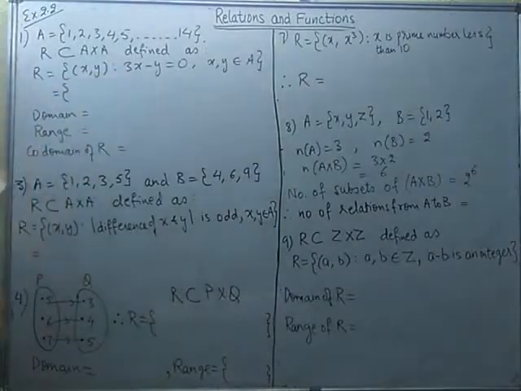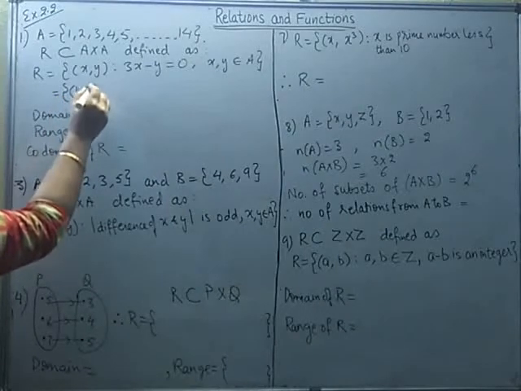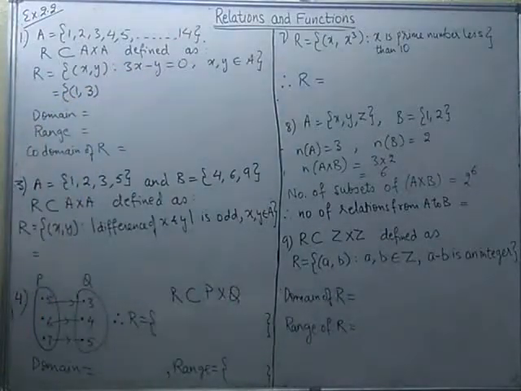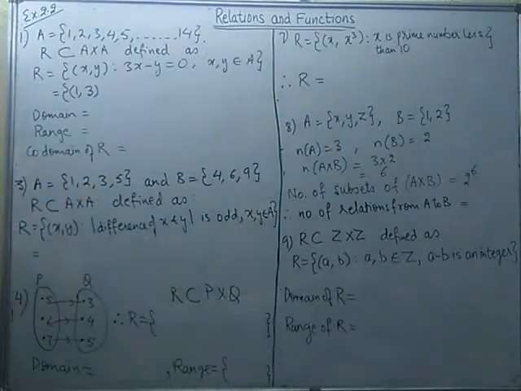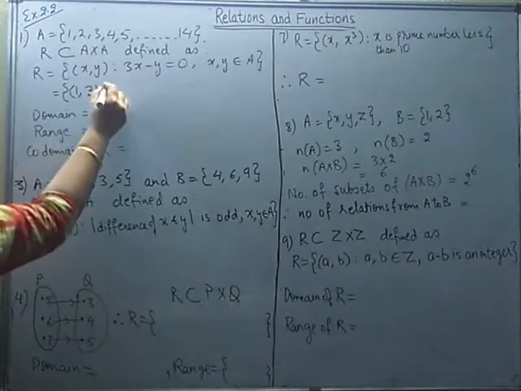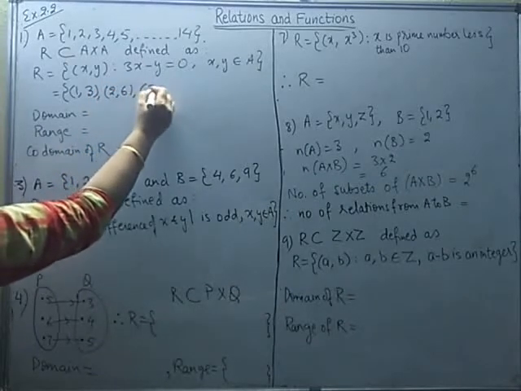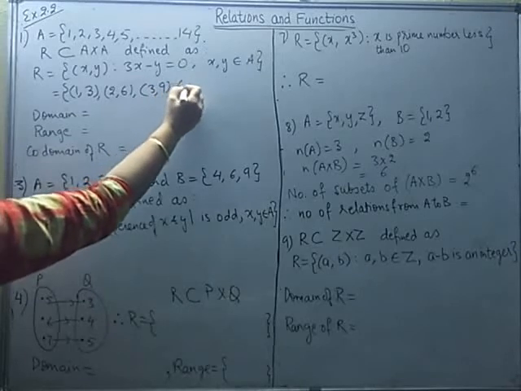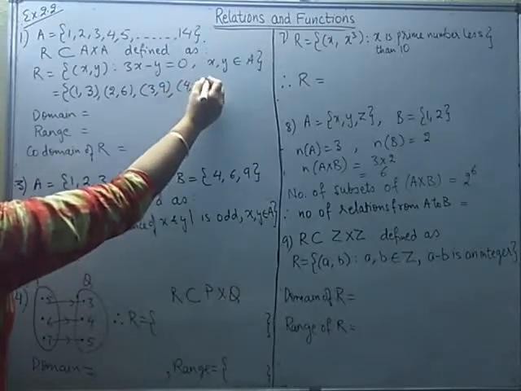If we start assigning values to X and see what will be the corresponding value of Y, then you will find if X is 1, then Y comes out to be 3. On solving this, if you simplify this equation, this is same as Y is equal to thrice of X. So if X is 1, Y will be 3. If X is 2, Y will be 6. If X is 3, Y will be 9. If X is 4, in that case, Y becomes 12.